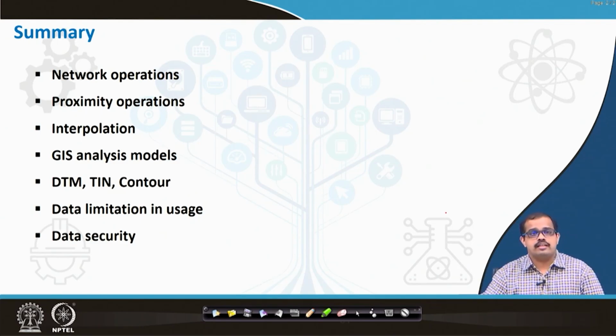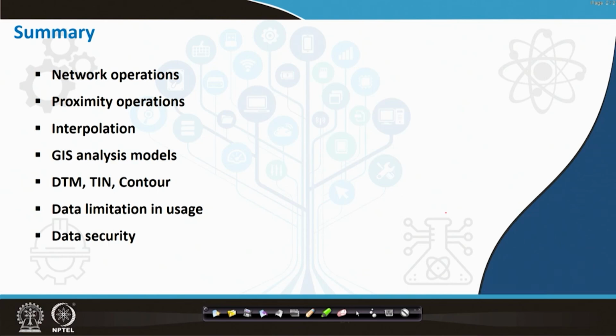Then we looked at data limitations in usage, how it can be used, and finally we ended with data security. Data security is extremely important in the context of data production and data usage. So, that is the first and foremost thing that any data user or any GIS user should look at when you are looking at the context of producing or distributing data. Okay. So, let us meet in the next class.